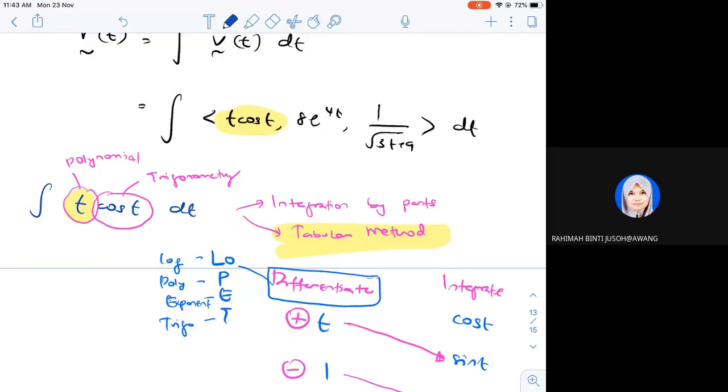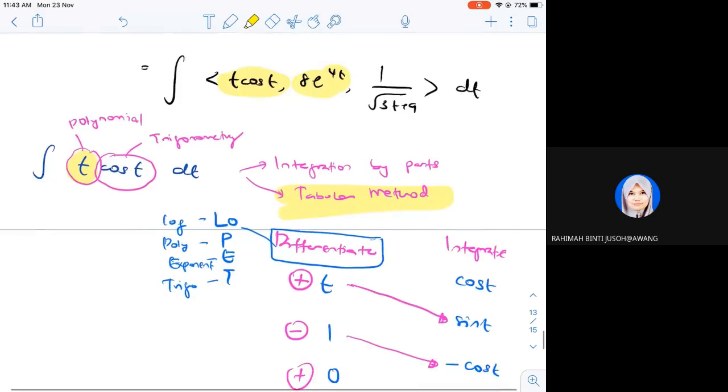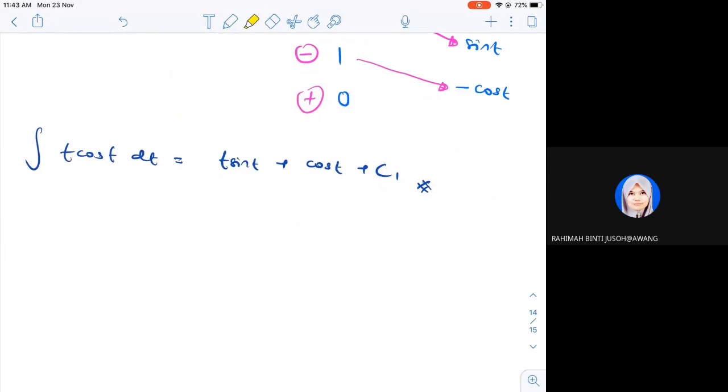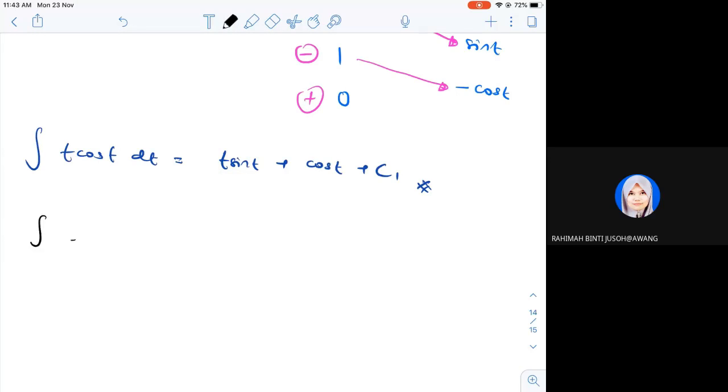Next we integrate the second part, 8 exponent 4t. This is simple. So you will have 8 exponent 4t divided by 4 plus c2, because it is the second component. So we will have 2 exponent 4t plus c2.